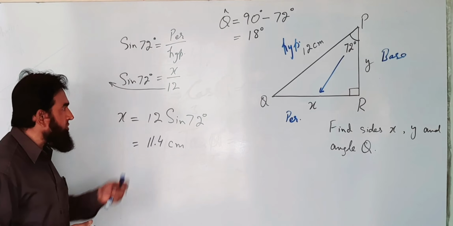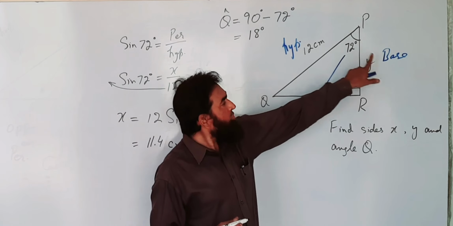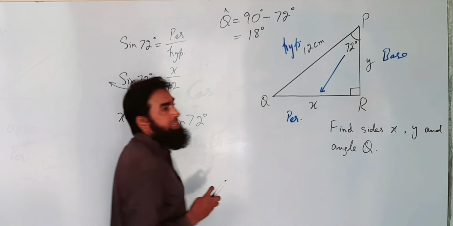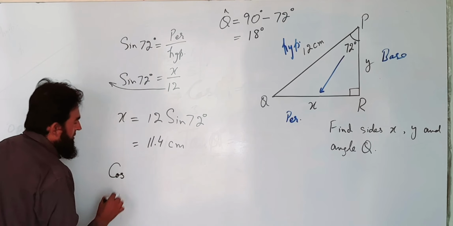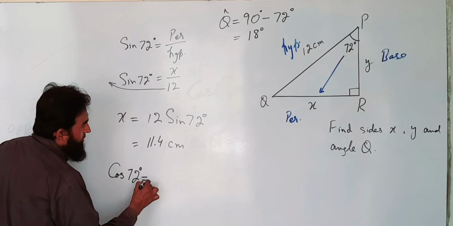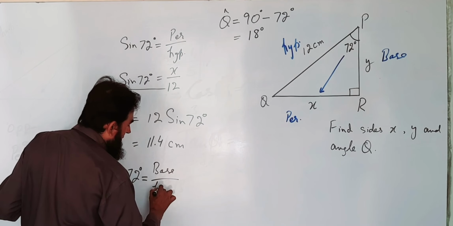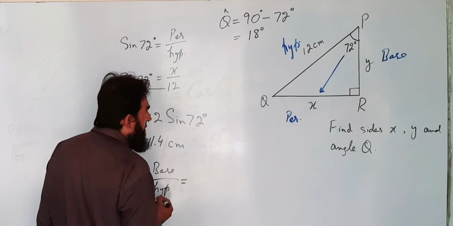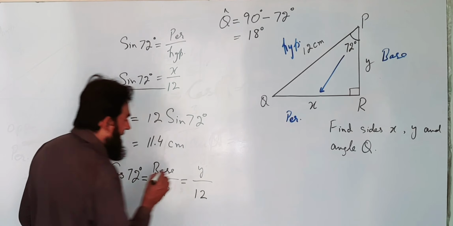In the same way, you can also find out the side Y. Here, because I am considering angle P, this will be the base. So base over hypotenuse is called the cos ratio. So I can apply cos of 72 degree is equal to base over hypotenuse, or adjacent over hypotenuse. So here base is Y and the hypotenuse is 12.